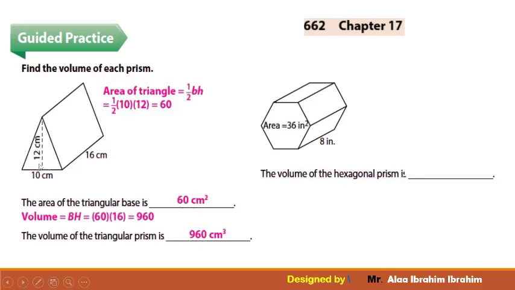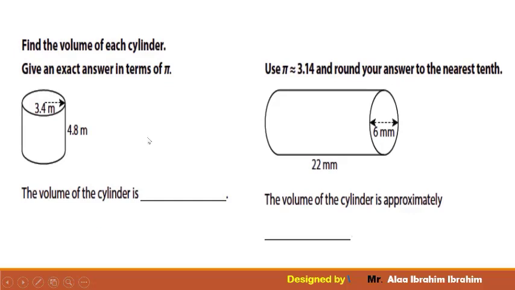I found the area of the base, then I multiply by the height. So again, the area of my base is 36, and my height is 8. Just multiply together. So the volume, B times H, means 36 times 8, which is 288 inch cubed.